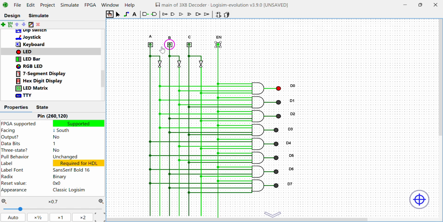So let's keep testing all to see if they are all working. So with D4, we have 1, 0, 0. Then with D5, we have 1, 0, 1. Then with D6, we have 1, 1, 0. And then with D7, we have 1, 1, 1. So guys, you can see that our decoder is really working. Thank you.